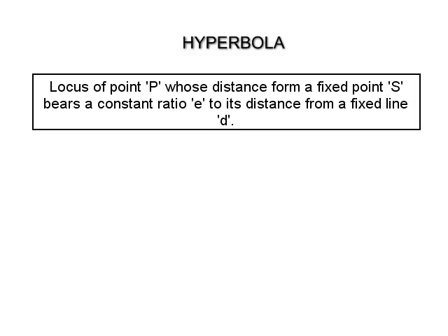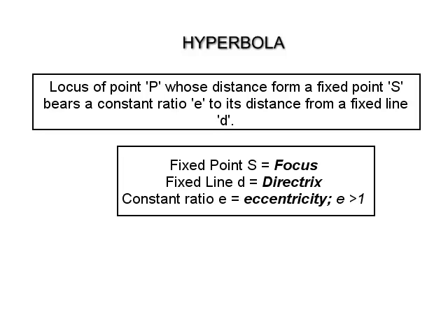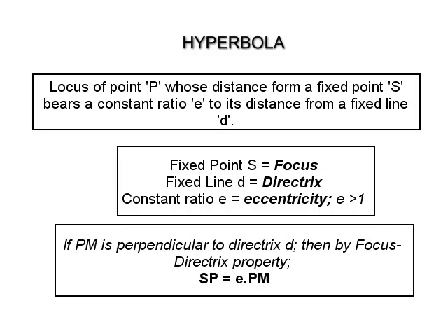Hyperbola. Hyperbola is the locus of a point P whose distance from a fixed point S bears a constant ratio e to its distance from the fixed line D. The fixed point S is called focus, the fixed line D is called the directrix, and the constant ratio e is called eccentricity of the hyperbola, where e greater than 1. If PM is perpendicular to the directrix D, then focus directrix property is SP equal to e PM.